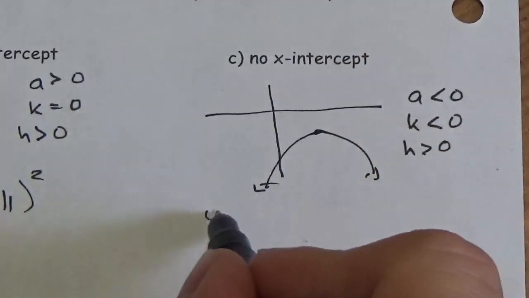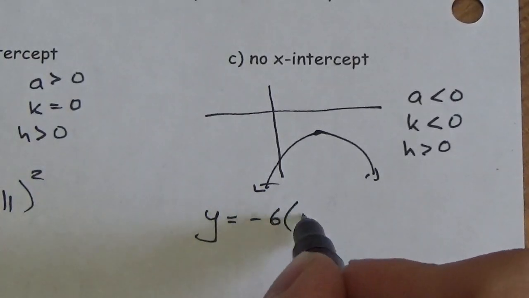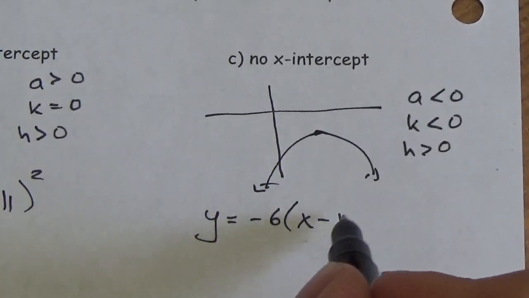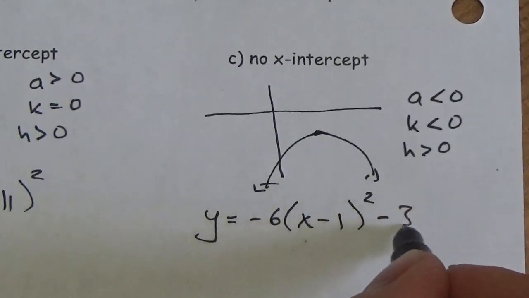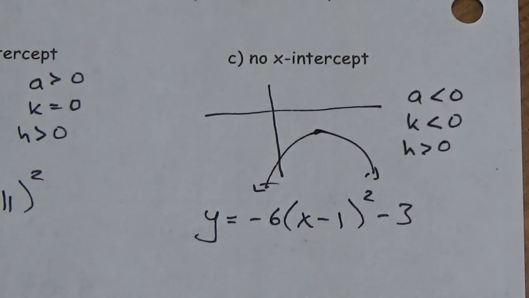So this is going to be, let's say, y is equal to negative 6 times (x minus, greater than 0, I don't know, let's say 1) squared, and it's been moved down, so negative 3. And that function right there will give me basically what I want.